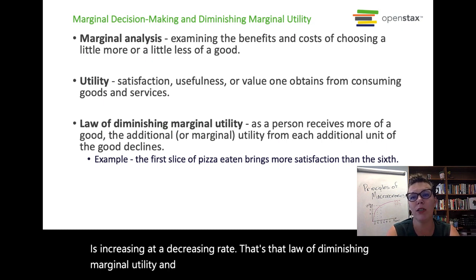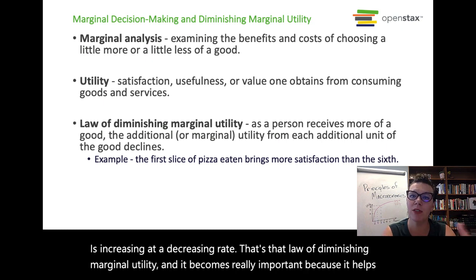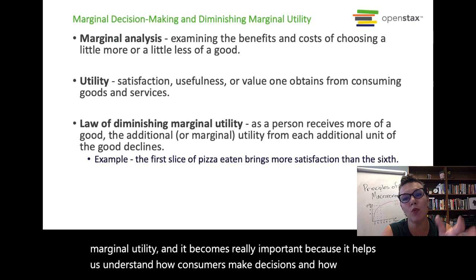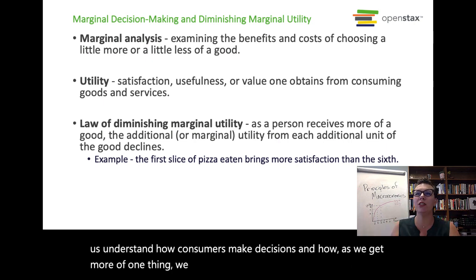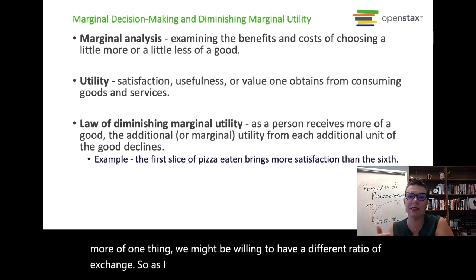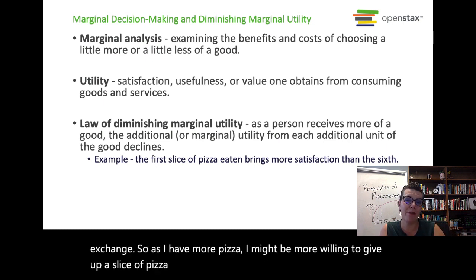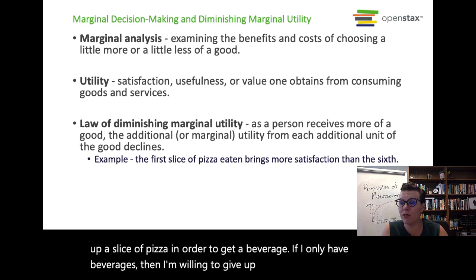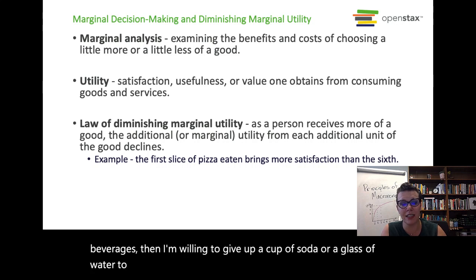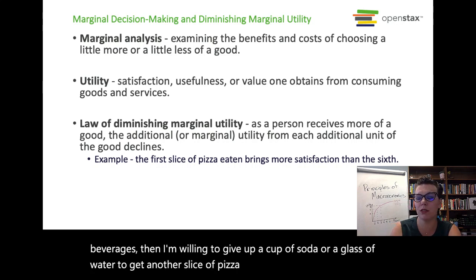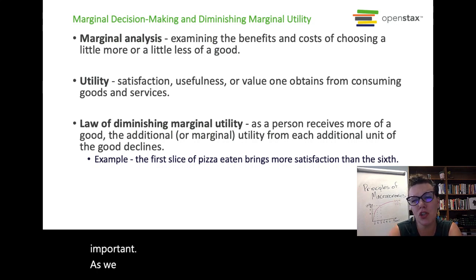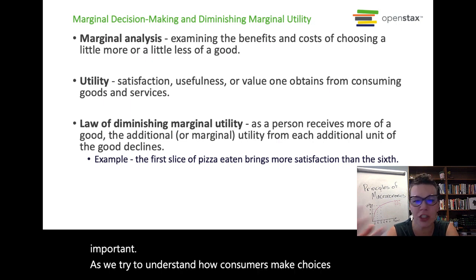And it becomes really important because it helps us understand how consumers make decisions and how, as we get more of one thing, we might be willing to have a different ratio of exchange. So as I have more pizza, I might be more willing to give up a slice of pizza in order to get a beverage. If I only have beverages, then I'm willing to give up a cup of soda or a glass of water to get another slice of pizza. And so it's going to become important as we try to understand how consumers make choices, especially in microeconomics.